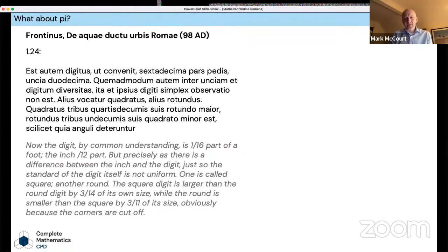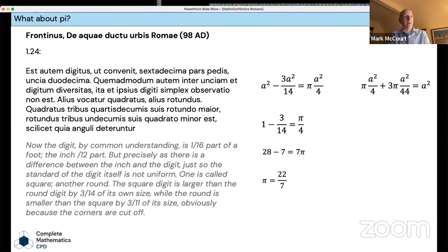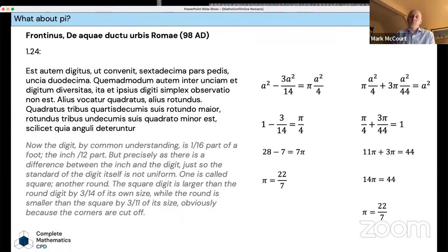And it is from this piece of text here where he's laying out the rules as to how he goes about doing this calculation. It's from this piece of text that we understand what the Romans used as pi, because this can be represented mathematically. These two situations, one's a circle, one's a square, can be represented mathematically like this. And if we solve for pi, making a equal to 1, so a unit circle and unit square, we end up with, in both instances, 22/7. And that's what the Romans were using.